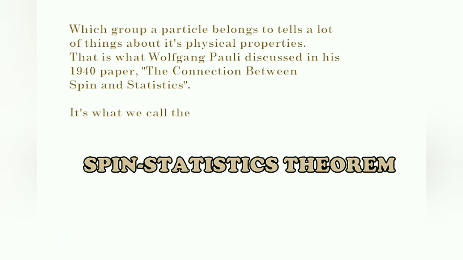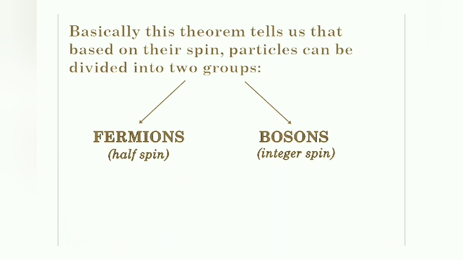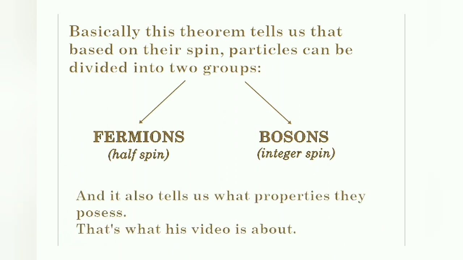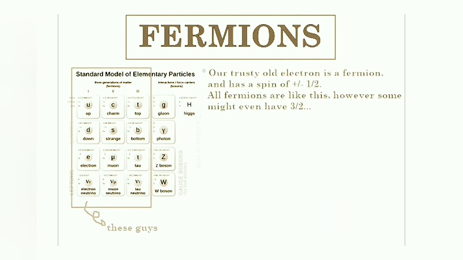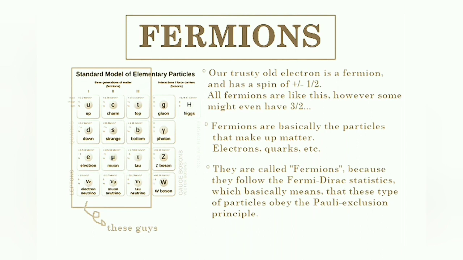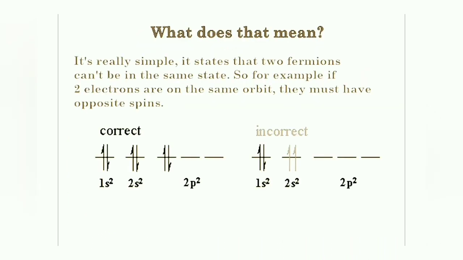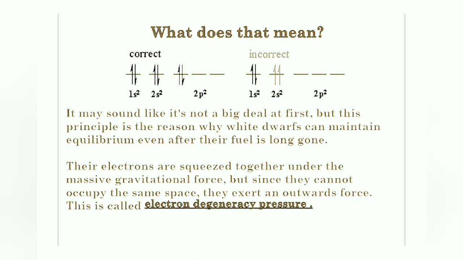Spin statistics theorem. Basically, this theorem tells us that based on the spin, particles can be divided into two groups, fermions and bosons. Fermions. They have a spin of plus or minus half. They are basically the particles that make up matter. They are called fermions because they follow Fermi-Dirac statistics, that is, these types of particles obey the Pauli exclusion principle. It means that no two fermions can be in the same state. If two electrons are in the same orbital, they must have opposite spin.